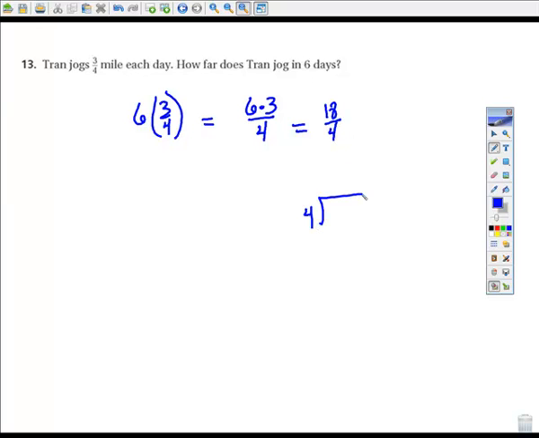It's improper, so I need to divide. 4 goes into 18 4 times. That gives me a 16. When I subtract, I get a 2. My remainder is 2/4. However, 2/4 can be simplified. Both of these are divisible by 2. So this is going to give me 4 1/2. And we do need to make sure that we go ahead and label our answer. Okay, so this is it.